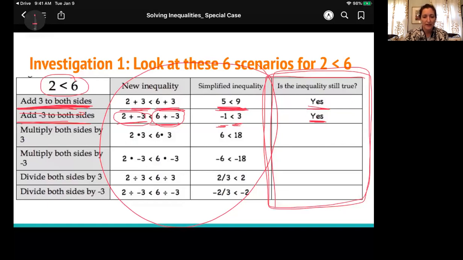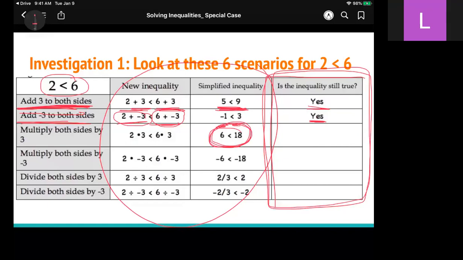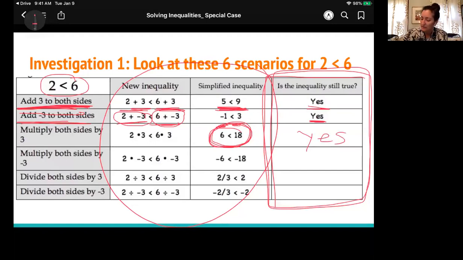All right, so let's dive in. On this one where you multiply both sides by 3, we have 6 is less than 18. Is that true? Is 6 less than 18? True? Yes or no? Joe Keller says yes. Thank you, Joe Keller. I'll say yes too.